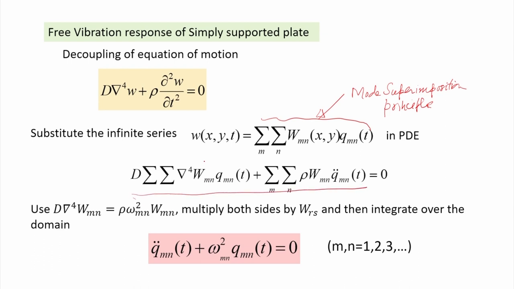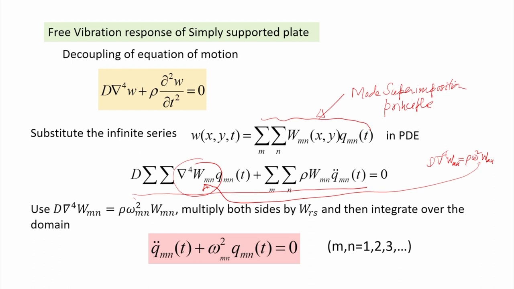Now this term can be written from the free vibration equation that we obtained earlier: for any mode mn, the operator on W_mn is equal to rho omega square W_mn. So substituting this here, rho omega square W_mn, and multiplying both sides by another mode W_rs, and then integrating over the domain. When you carry out the integration, because of the orthogonality condition in this summation process, all the terms will vanish except the term when m is equal to r and n is equal to s.